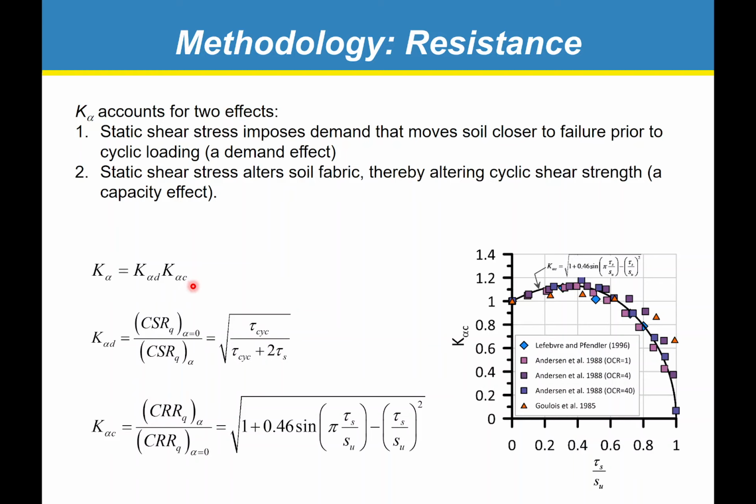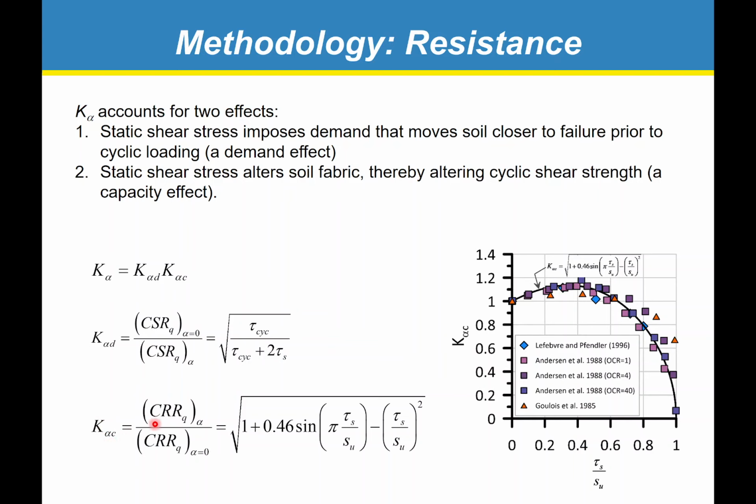The way we've broken this down is to say that K alpha is the product of these 2 factors. We have a demand factor and a capacity factor. The demand factor that comes out of our analysis is given by this equation right here. It's CSRQ with alpha equals 0 divided by CSRQ with some alpha that's not 0. And so if you have a cyclic shear stress on horizontal and vertical planes, and you have a static shear stress, you can define this K alpha D for direct simple shear stress path.